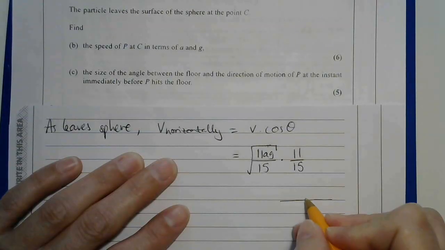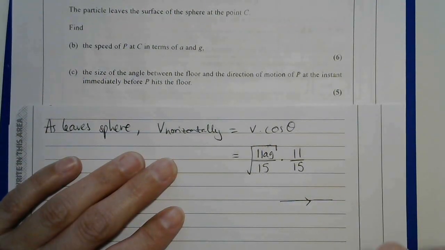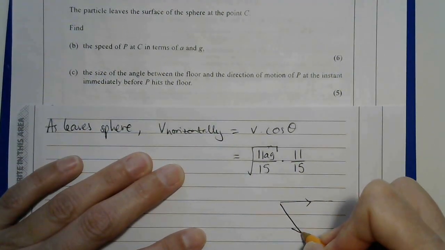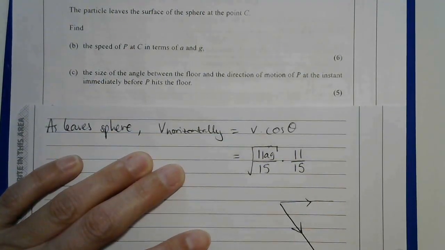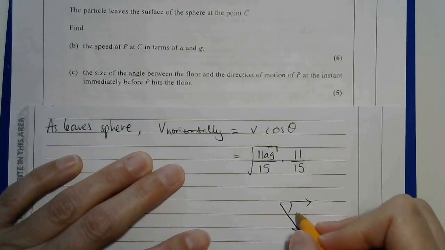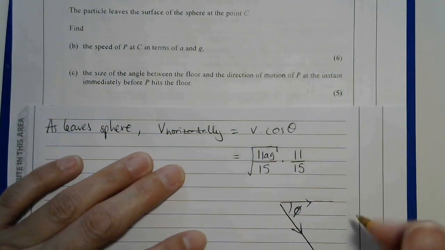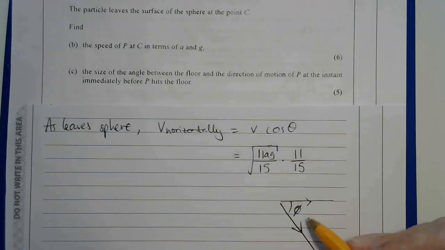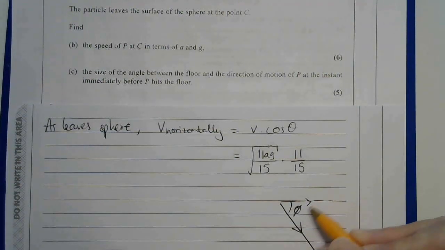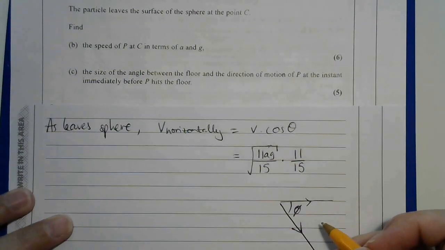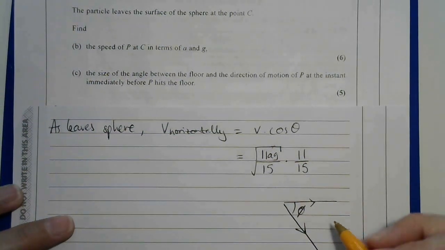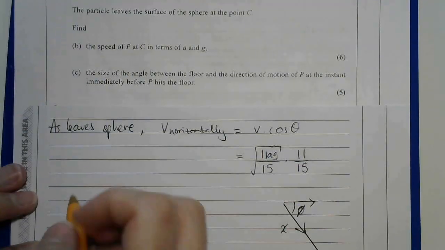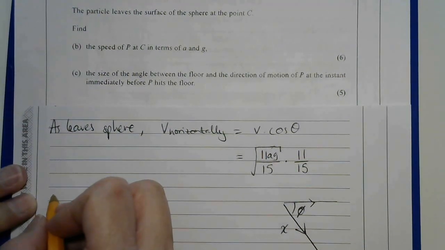So I can find the angle between the floor and the direction of motion, because the direction of motion will be something like this. There's the floor, and the angle that I need is this. Let's call this phi. If I can work out the magnitude of the speed, then I could use inverse cosine to work out what this angle is. So let's work this out. Let's call this x.